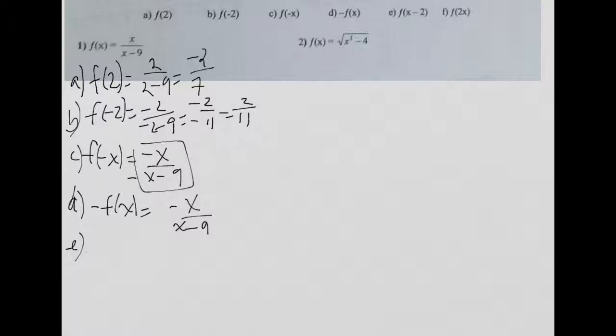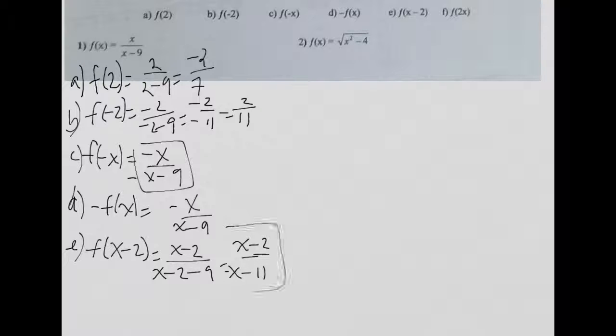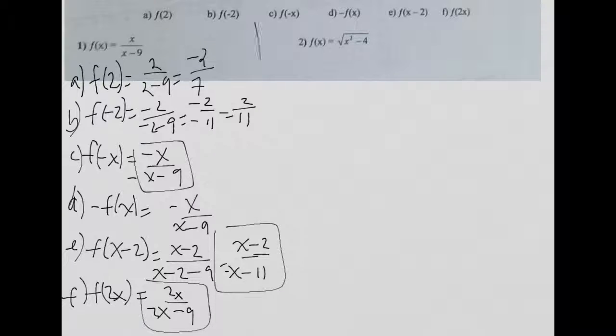For E, it says f of x minus 2, so we're going to replace x with x minus 2, and on the bottom, the only thing that we can combine is what's on the bottom. So that's x minus 11, x minus 2 on the top. For F, it says f of 2x. So we're going to replace the x with 2x. 2x over 2x minus 9. Once again, you cannot cancel the 2x's because the bottom one has an attachment of -9.